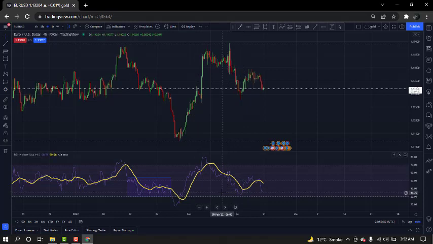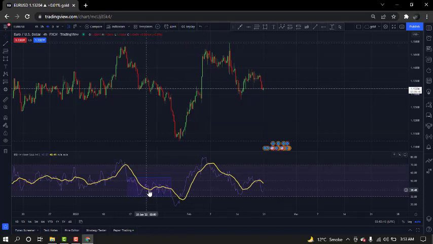These are the two main zones. Number one is 30, number two is 70. If the moving average of 14 crosses or touches the level or zone of 30, it's oversold. And if the moving average touches or crosses the line of 70, then it's an overbought market.